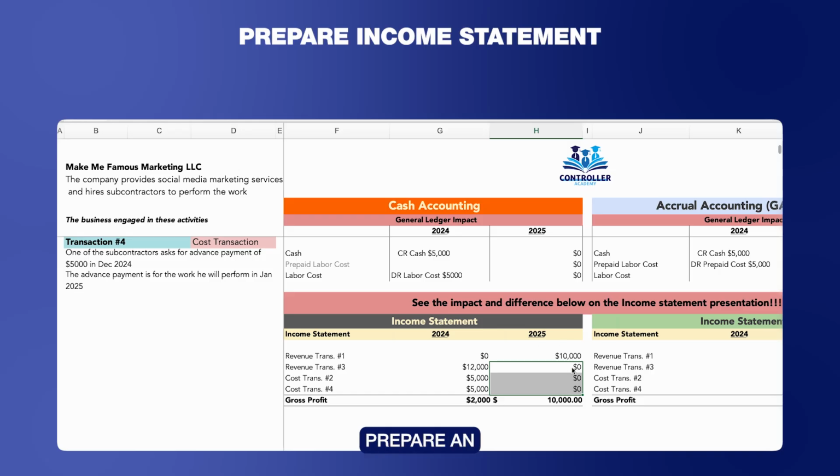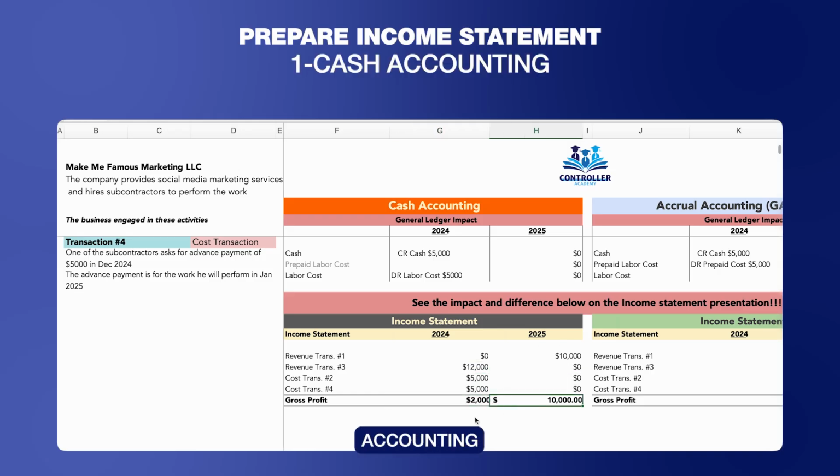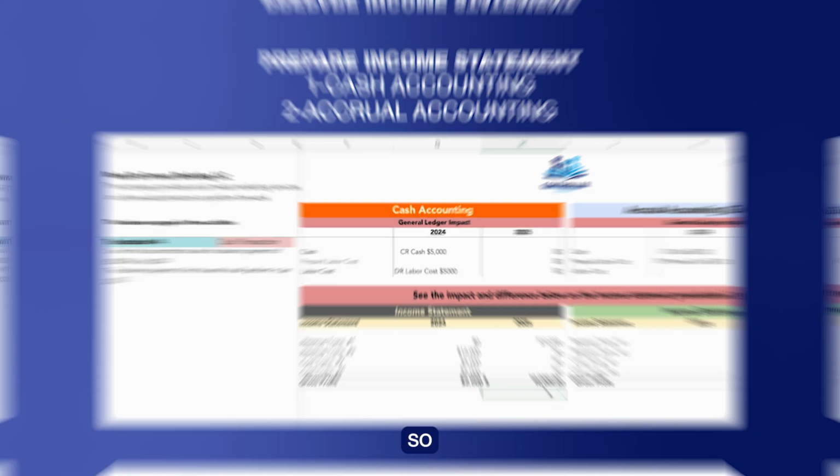And you're gonna want to stick around till the end because what we'll do at the end is take the general ledger and then prepare an income statement both under cash accounting and under accrual accounting so they can see clearly the difference on the gross profit under both methods. So if that sounds good to you, let's dive right in.